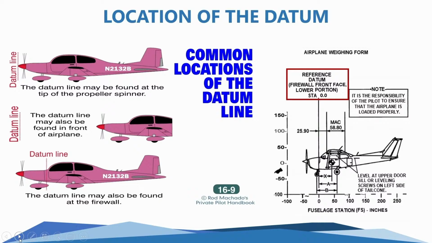Now, anytime that we look at an airplane, we always need to know where the datum is, and the datum is basically an arbitrary location that the manufacturers provide to us within the flight manuals.